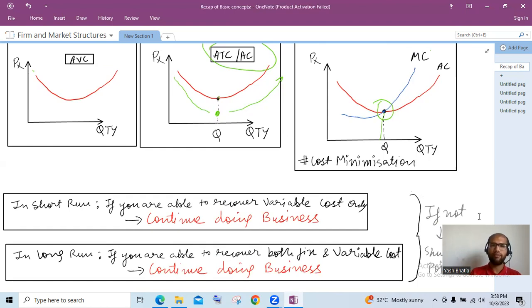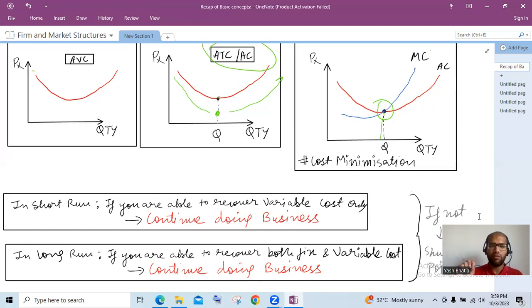But in the long run, if you are able to recover both the fixed cost, the salary of the helper, and the variable cost, the quantity of juice purchased, then you're doing good. You should continue doing the business. But in the long run, if you are unable to recover either the variable cost or the fixed cost, then you should stop doing your business.